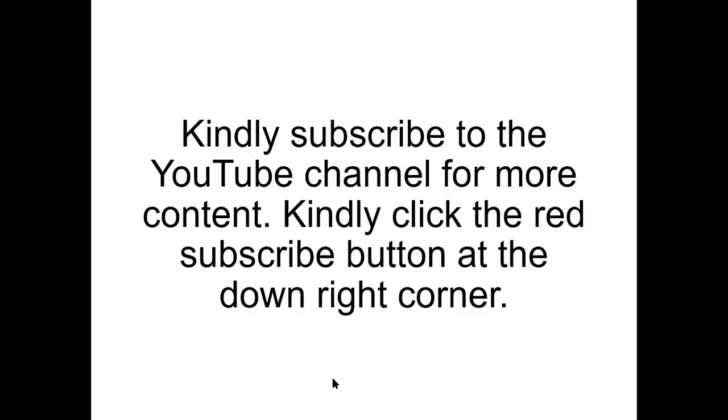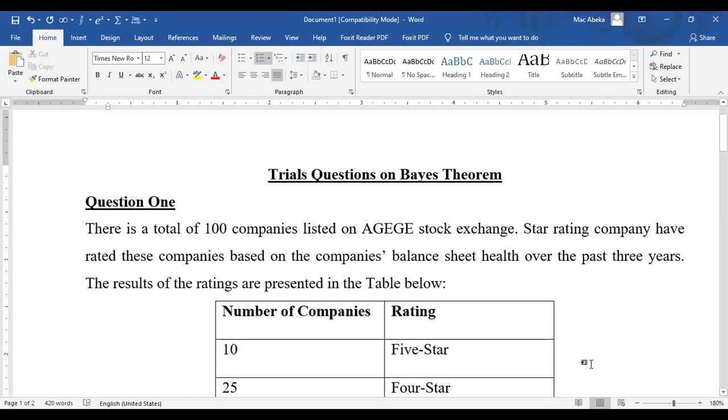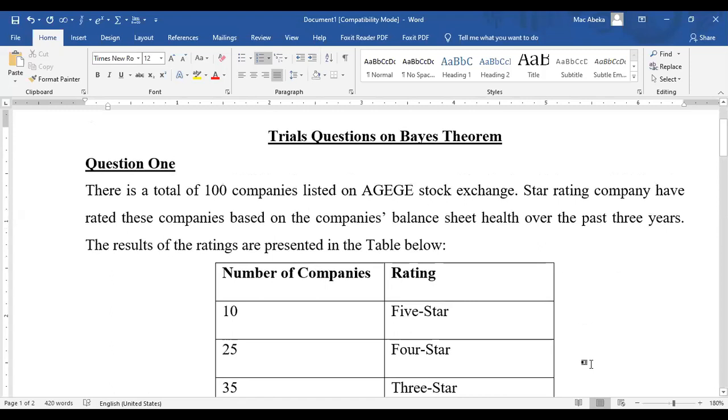So in this episode, I'm going to take you through the second aspect, or what I call Bayes Theorem Part 2. And in this part, I would walk you through some of the questions on Bayes Theorem and how it should be approached. So here, let's look at the first question.